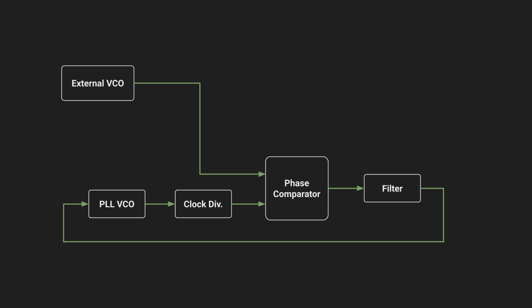But what happens here if we break this connection, and instead of sending the internal oscillator to the comparator directly, we pass it through the clock divider, and we take the divided by 2 output and run that into the phase comparator? Any ideas what's going to happen? Pause the video if you want to think about it.